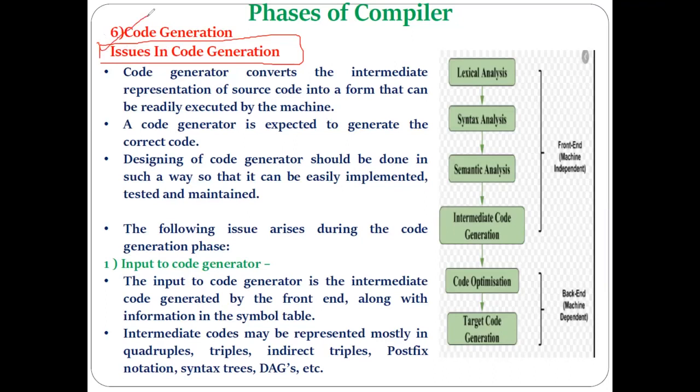Regarding the issues, you have to keep in mind what kind of things need to be provided to the code generation phase, what kind of code the code generator must generate, and how the code generator does the memory allocation. Everything comes under the issues in the code generator.